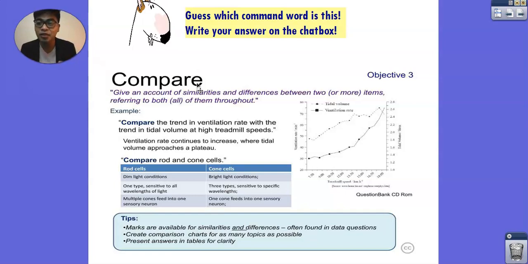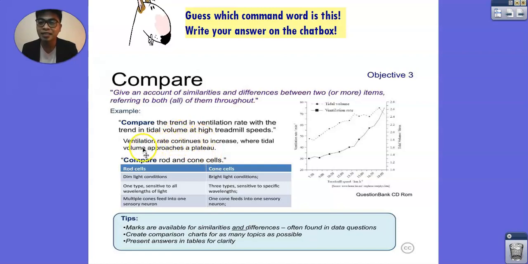But if it asks you in the test or the exam to compare, you need to give both the similarity and the difference. For example, compare the trend in the ventilation rate with the trend in the tidal volume at high treadmill speed. So this one is just a graph. Again, I just took it randomly from the internet and from the biology book. So you need to compare those two.